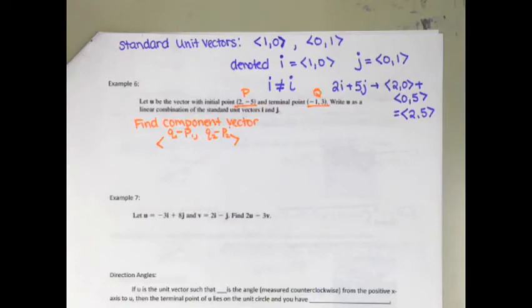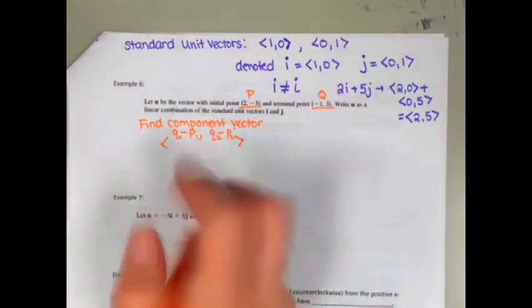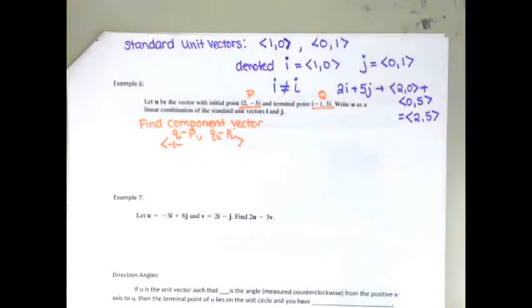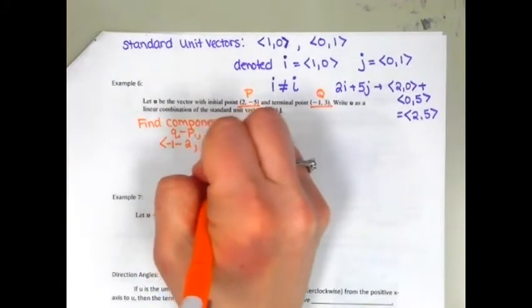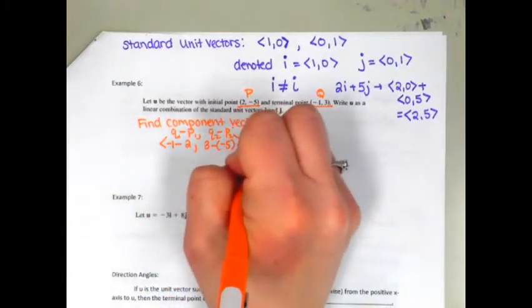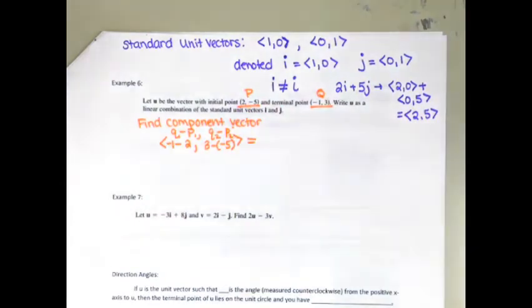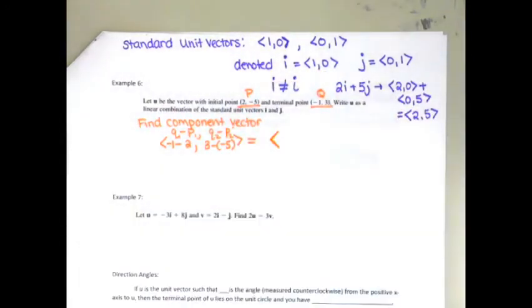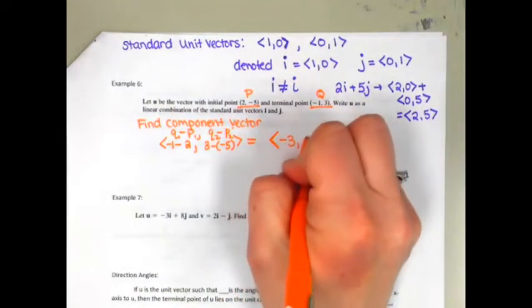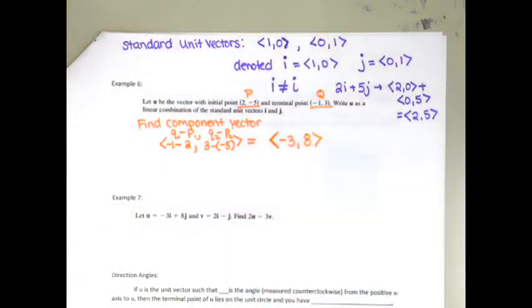So now I'm going to take -1 minus 2, comma, 3 minus -5. You guys okay with that? So my component vector would be (-3, 8). Are you guys okay with that? Now that original vector goes from the initial point (0, 0) to (-3, 8), that way.